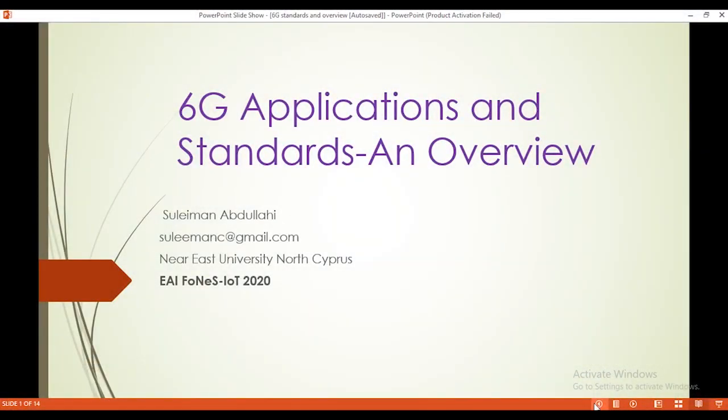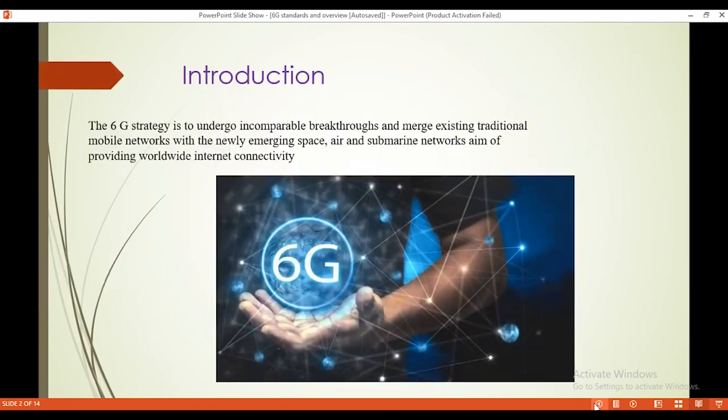We will talk about the 6G applications and standards, and we will give an overview about the 6G enabling technologies, its applications, and the standardization. As we know, it's in the early stage to talk about 6G.